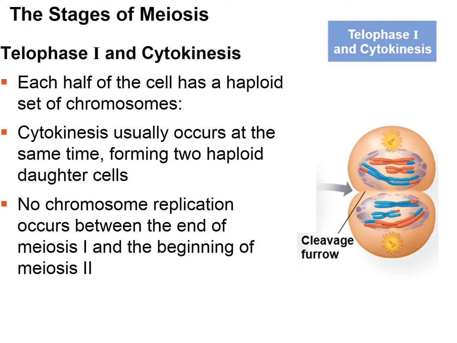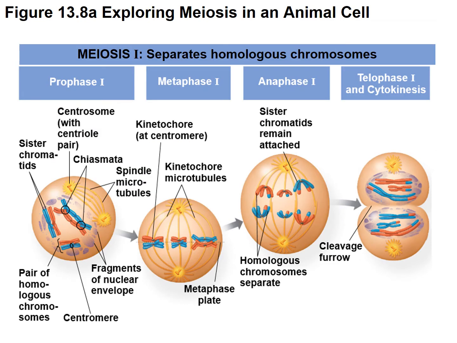Now, an important thing to know is that no chromosome replication occurs between the end of meiosis 1 and the beginning of meiosis 2. So we don't have an interphase in between the 2. It goes right from meiosis 1 to the process of meiosis 2. And this is just showing all those little individual pictures we looked at so you can see an overview of the whole process of meiosis 1, from prophase through cytokinesis.